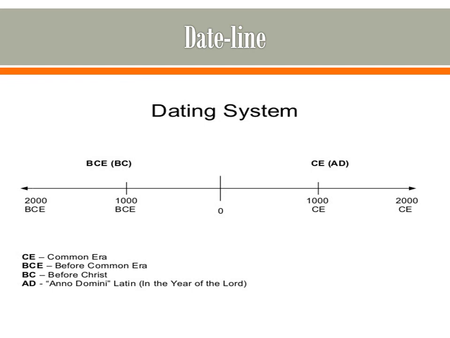AD is often written as CE or BCE. Why? Instead of AD, sometimes CE is written. Instead of Anno Domini, CE means common era, and instead of BC, BCE is written, which means before common era. These things I taught you last year as well. I hope it is clear.